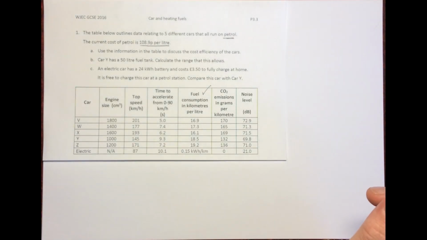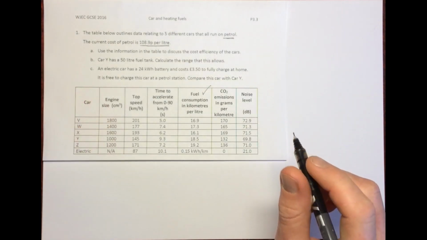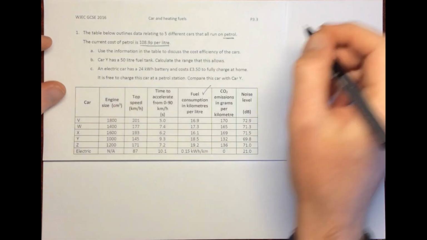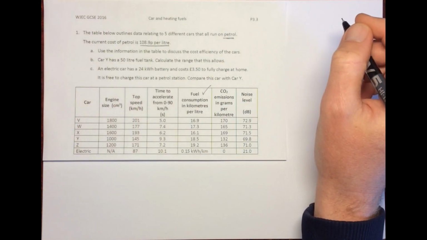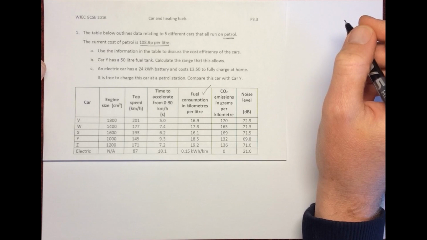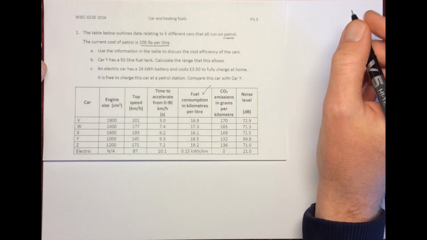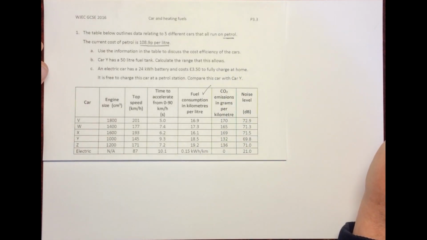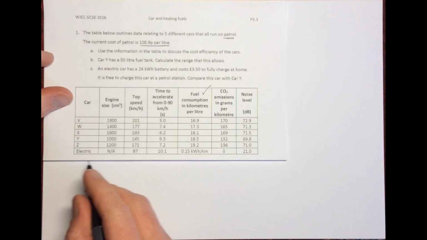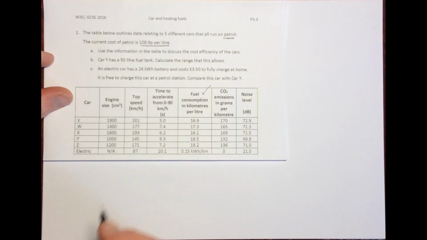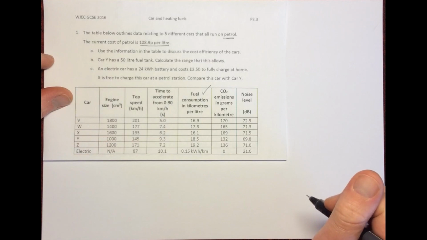Okay, so in this video we're going to talk about the actual question here, question 1. 1A says this: use the information in the table to discuss the cost efficiency of the cars. Which car is most efficient? Well, we'll forget the electric car. Which of these 5 cars is most efficient?